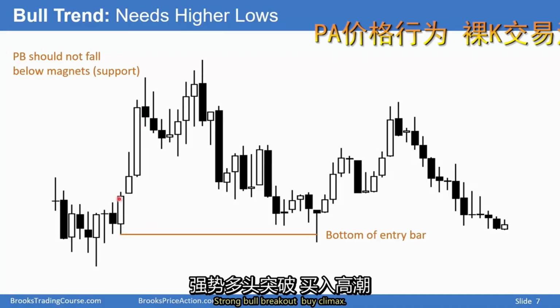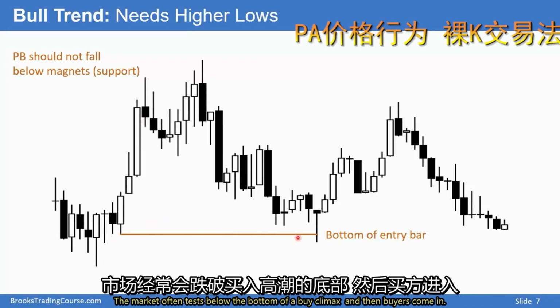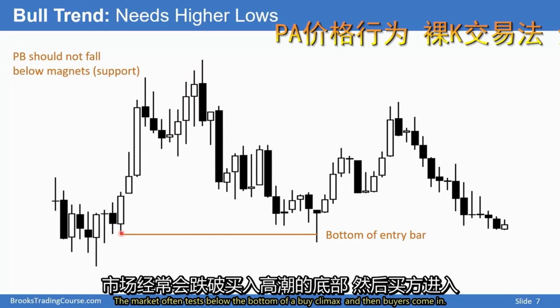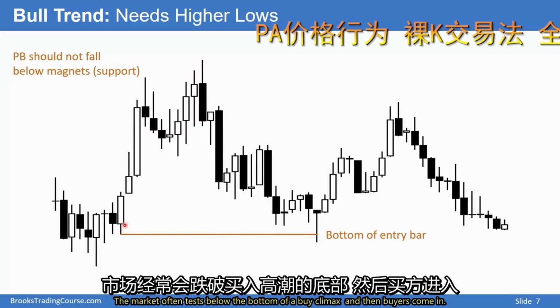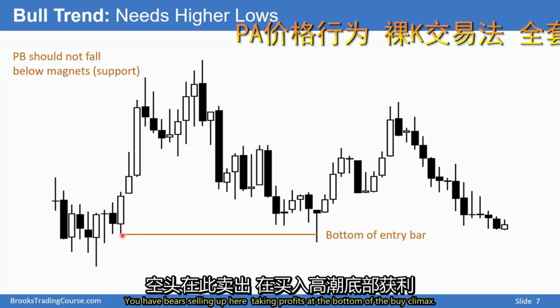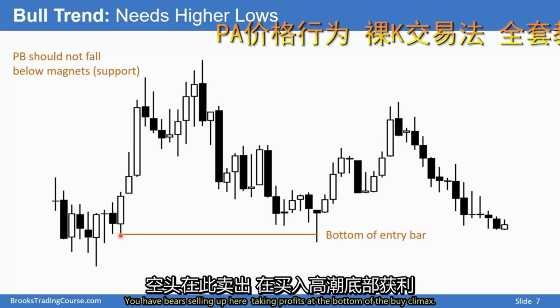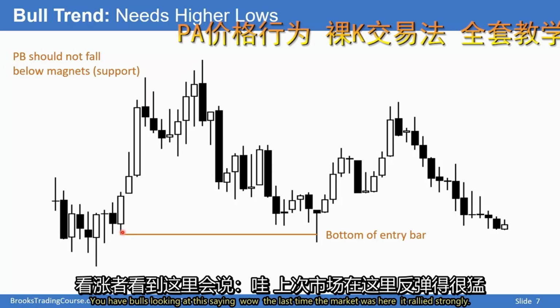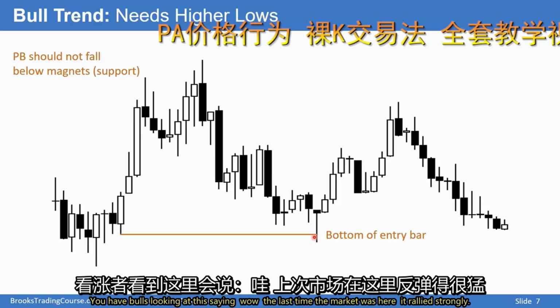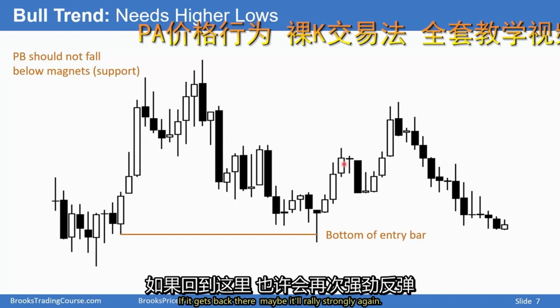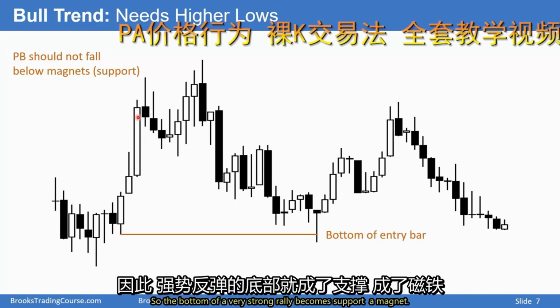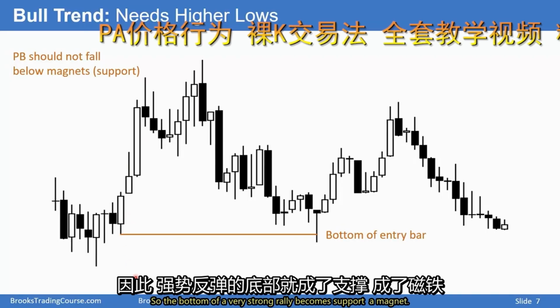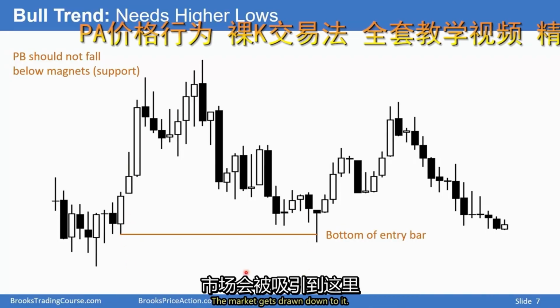Strong bull breakout, buy climax. The market often tests below the bottom of a buy climax, and then buyers come in. You have bears selling up here, taking profits at the bottom of the buy climax. You have bulls looking at this saying, wow, the last time the market was here, it rallied strongly. If it gets back there, maybe it'll rally strongly again. So the bottom of a very strong rally becomes support, a magnet. The market gets drawn down to it.